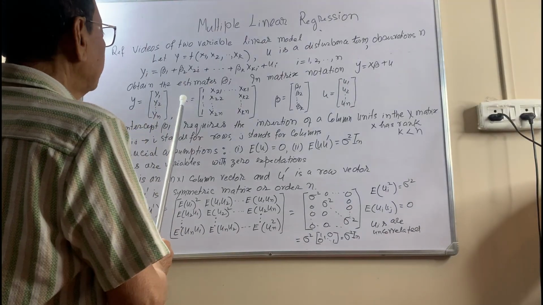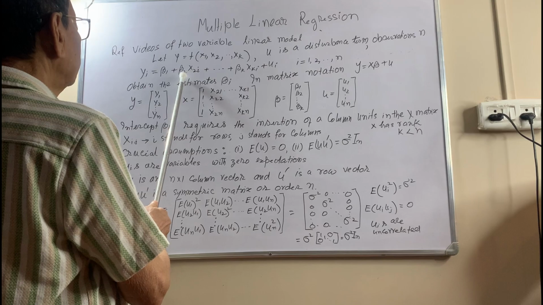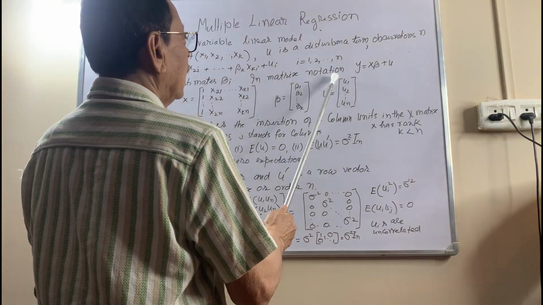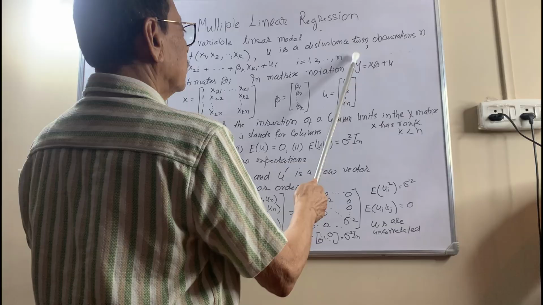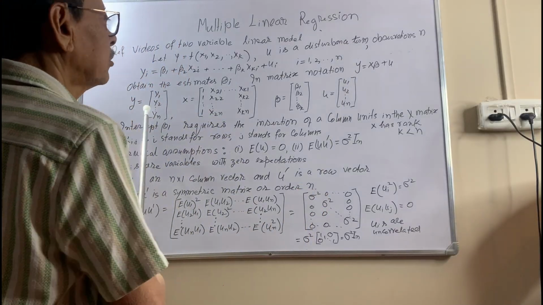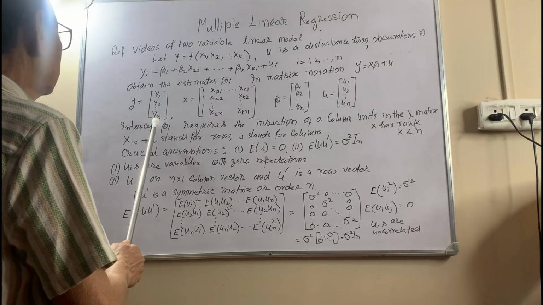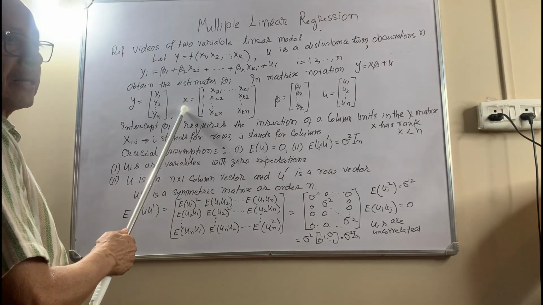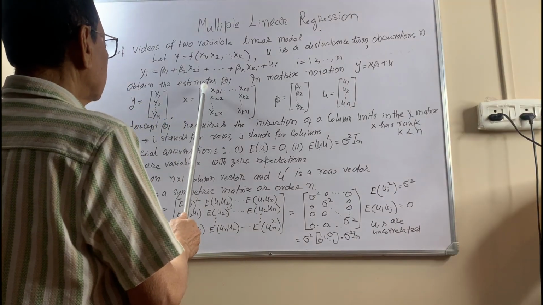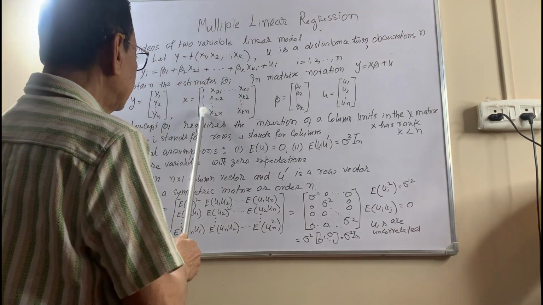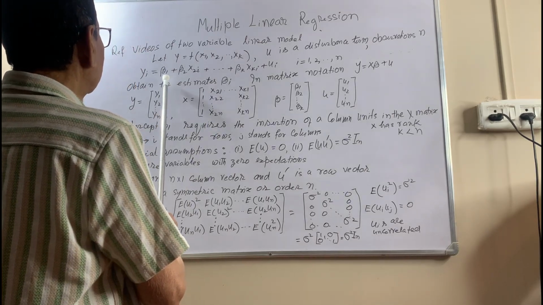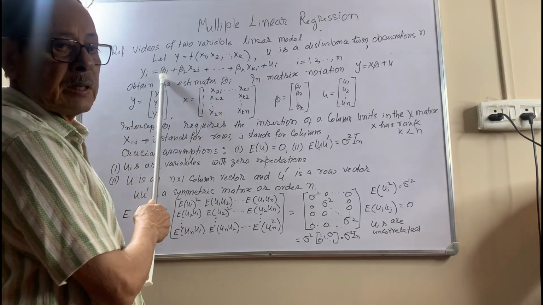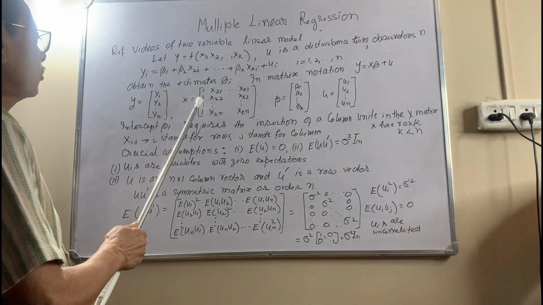So we have to obtain the estimates, that is, what will be beta 1, beta 2, and so on up to beta k. So in matrix notation, in short, it is y is equal to X beta plus u. So y is equal to y1, y2, and so on up to yn, n observations on the dependent variable, and X is a matrix where the first column is 1, 1, and so on up to 1, and this is good for obtaining the intercept beta 1.